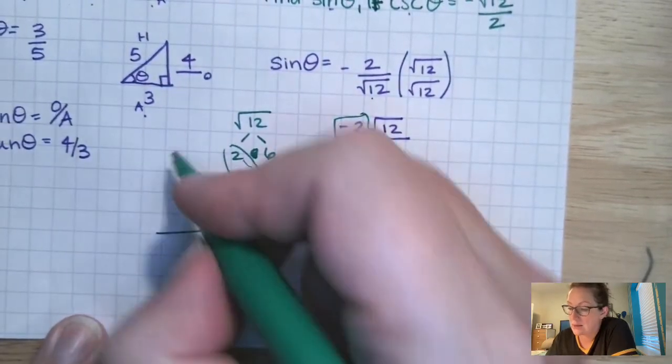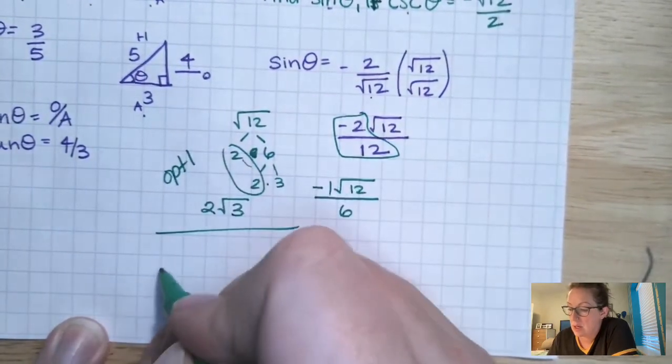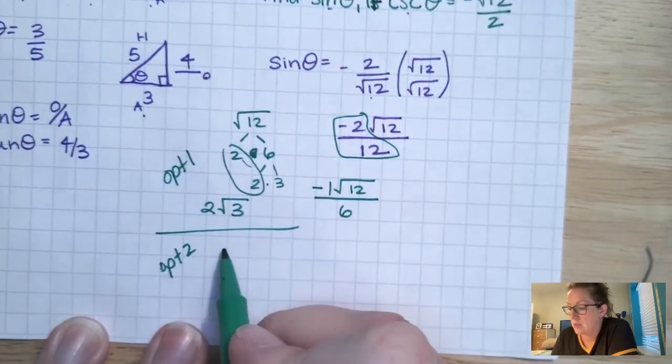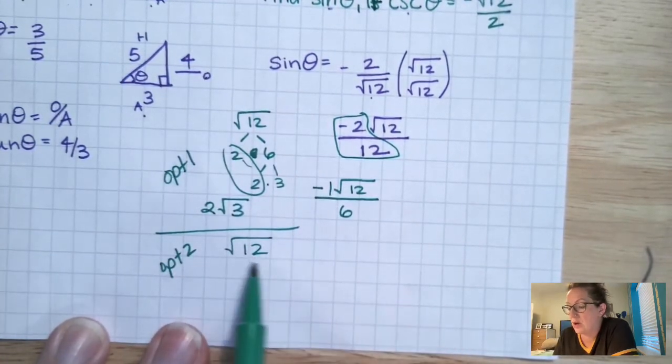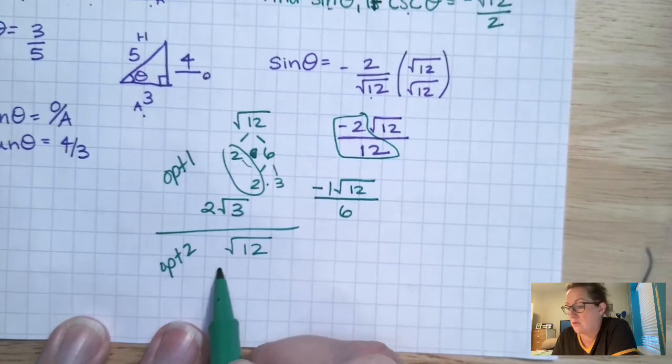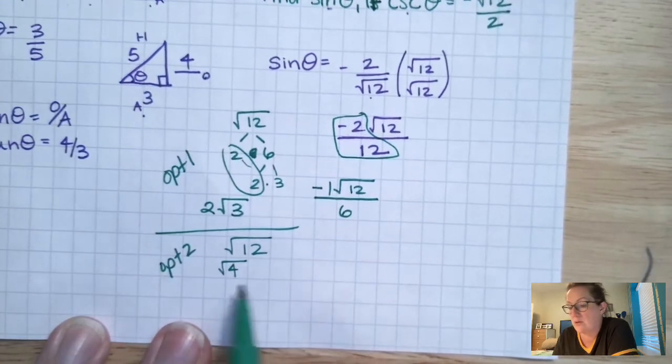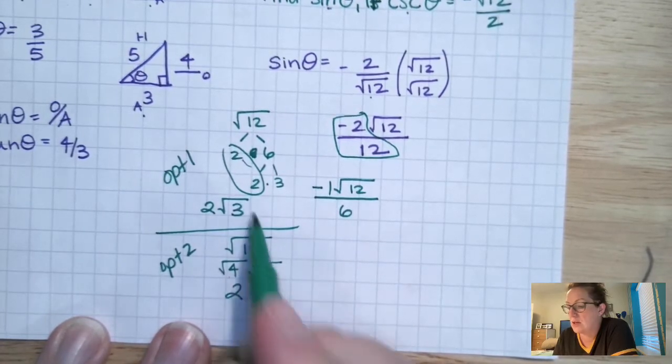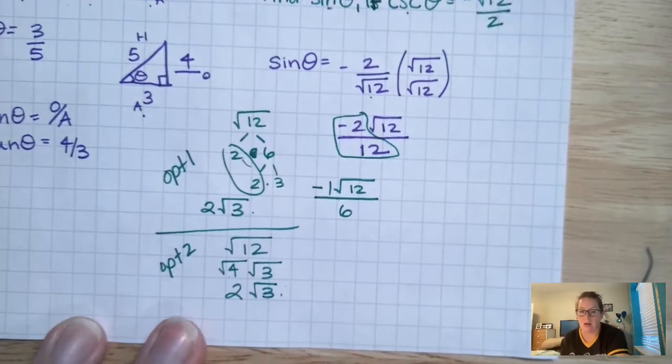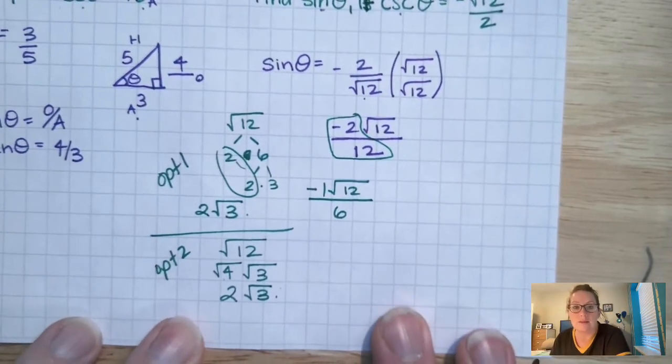Or another way, this is one option to do it. Another way that is common to do it is think of perfect squares that go into 12. 4, we write the perfect square first. Left over is 3. Square root of 4 is 2. 2 square roots of 3. So either way, you get the same answer. So it doesn't matter how you do it. Just, we got to simplify it.